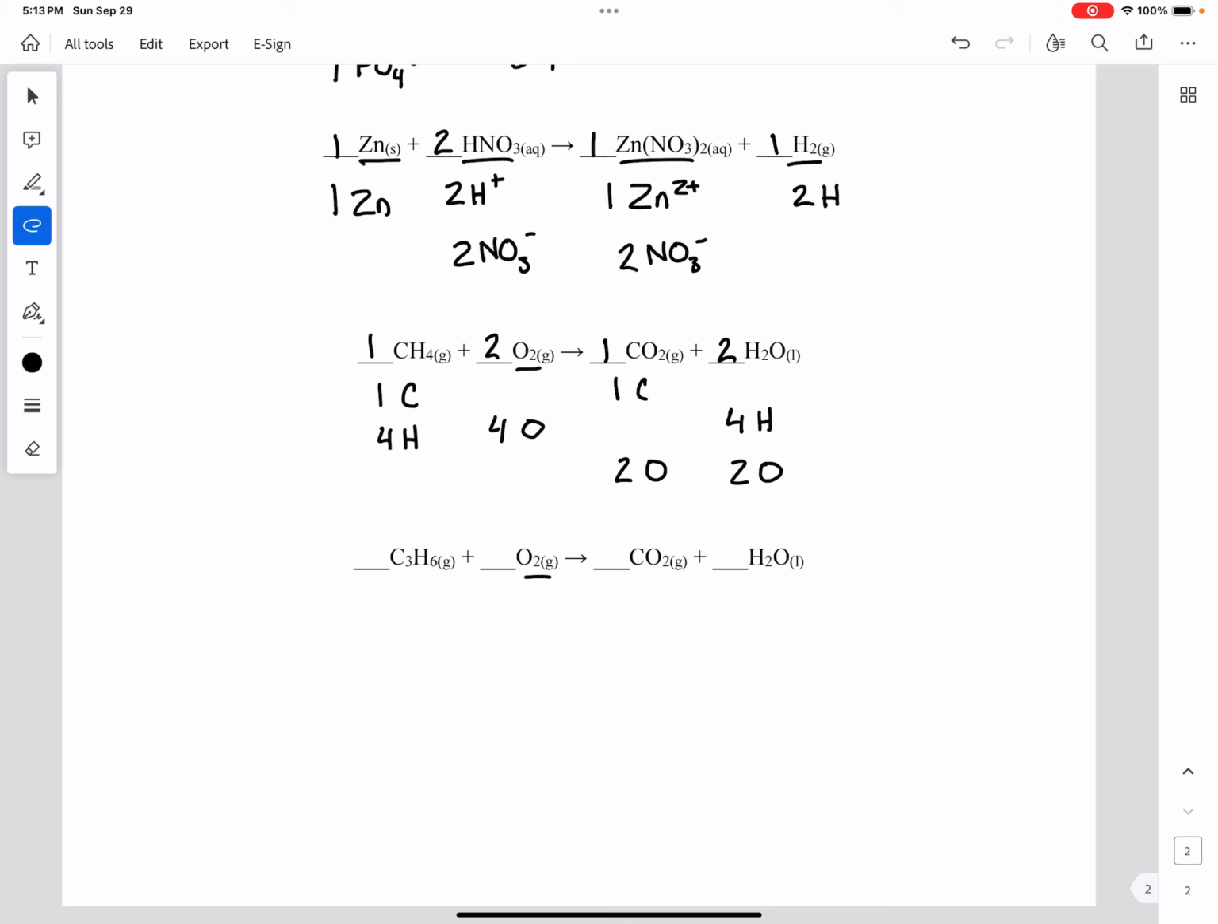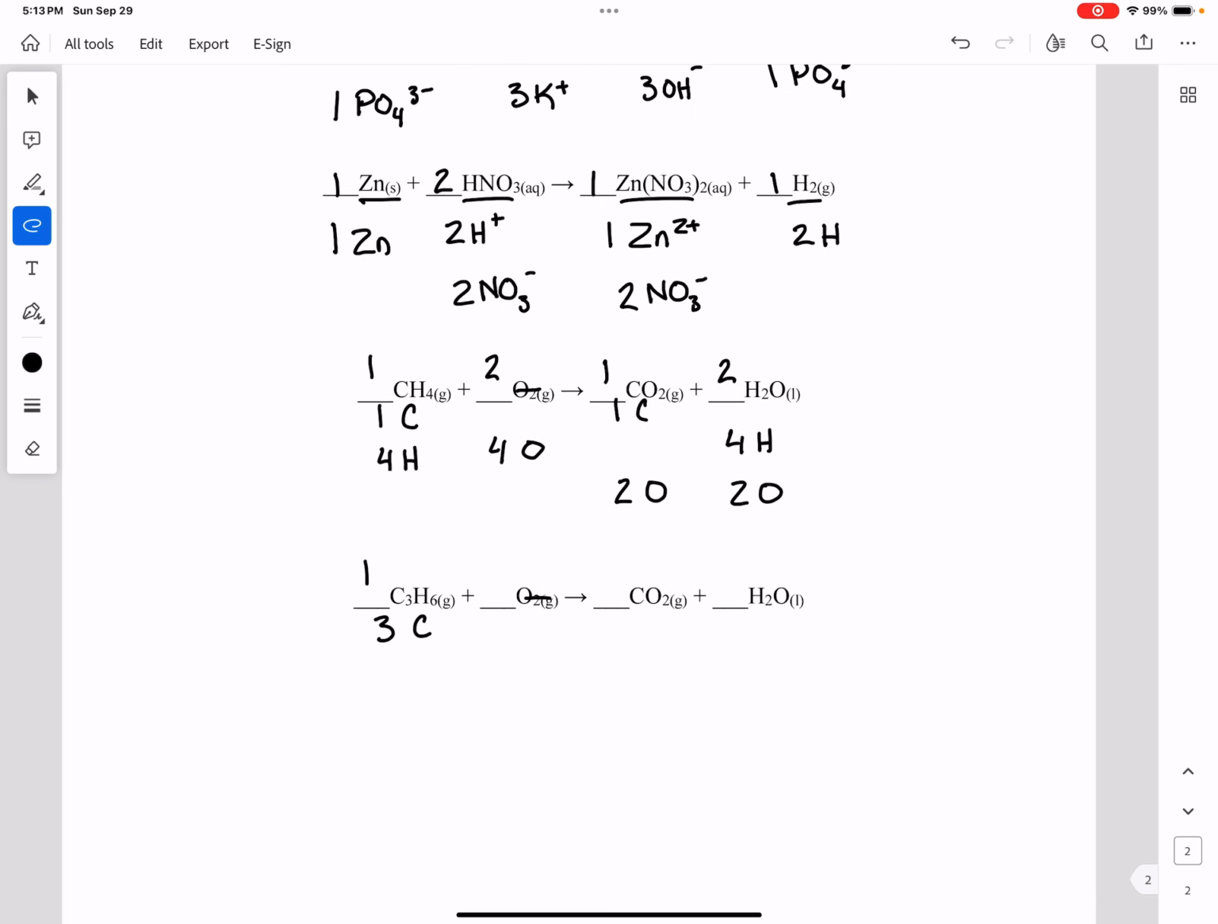Now let's look at a situation that could be a little more complicated, where we end up with an odd number of oxygens on the product side. So let's start out. We'll give our hydrocarbon a 1. That's going to give us 3 carbons, 6 hydrogens. Okay. So that's going to mean we need 3 CO2s to match the carbons. 3 carbons, that matches. And then, so that means I have 6 oxygens here. If I have 6 hydrogens here, then I need 3 waters to balance that out. That'll give me 6 hydrogens. And it'll give me 3 oxygens. So I have 9 oxygens total.